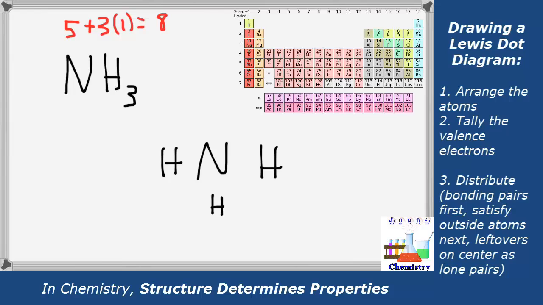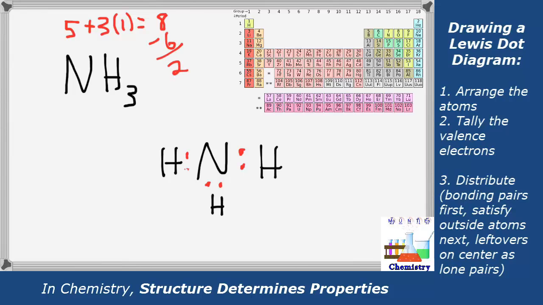We need to connect the nitrogens and the hydrogens. A bond is created by 2 electrons being shared between 2 atoms to form covalent bonds. So we would put 2 here, we put 2 here, we put 2 here. All right, so that takes us down to 2.